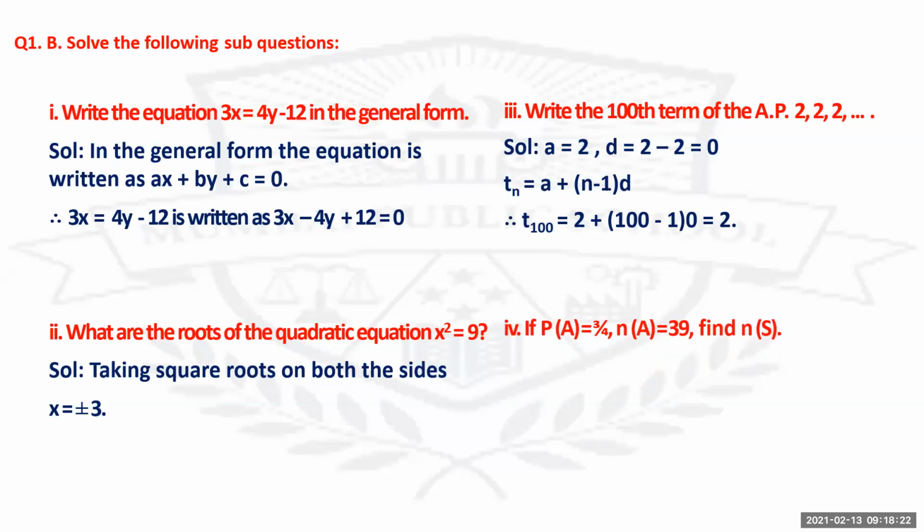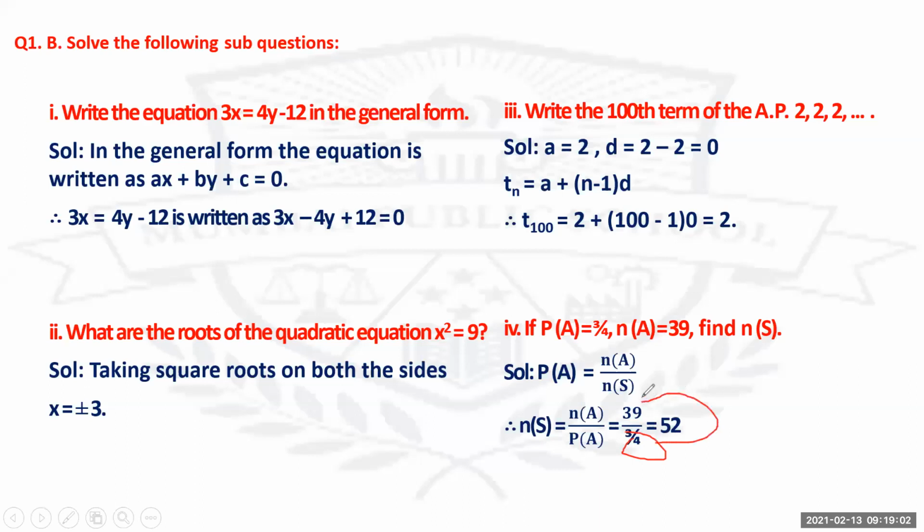Next question. If P of A equals 3 upon 4 and n of A equals 39, you have to find n of S. Now check, the probability of A is n of A upon n of S. So you just shift the term, and you get n of S equals n of A upon P of A, that is 39 upon 3 upon 4. So the 4 which is in the denominator will go up to the numerator.